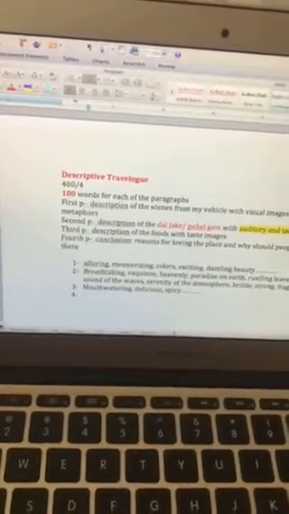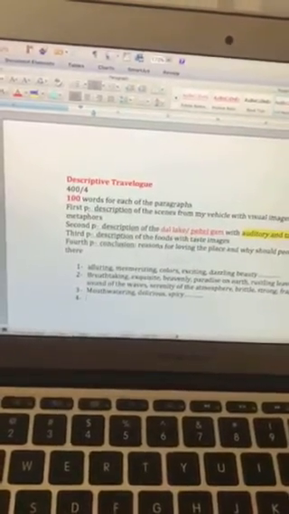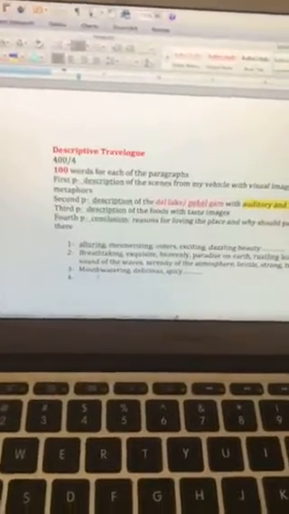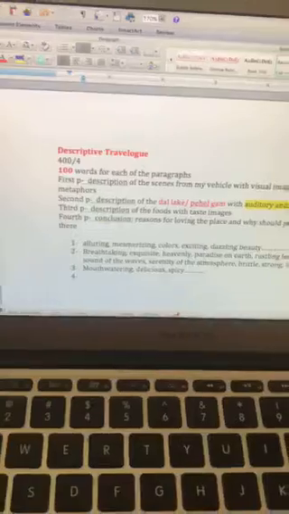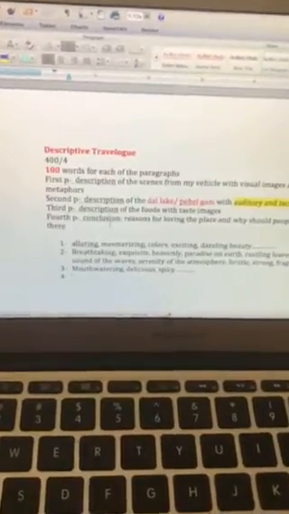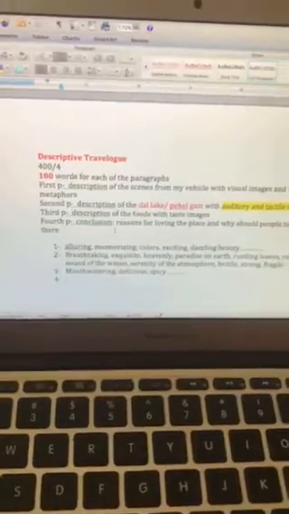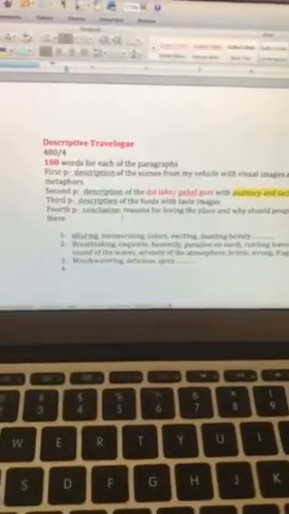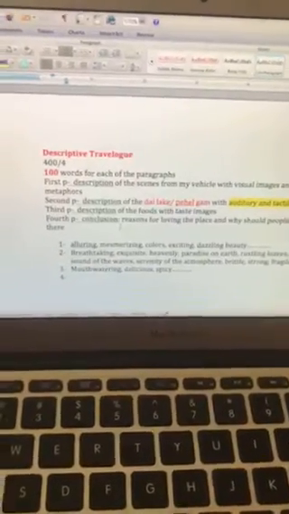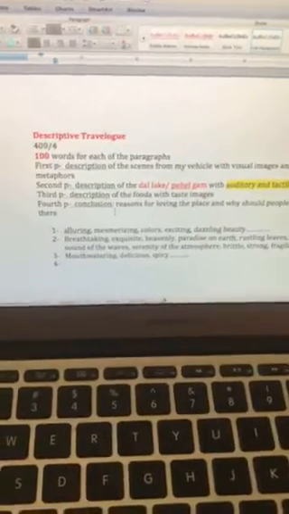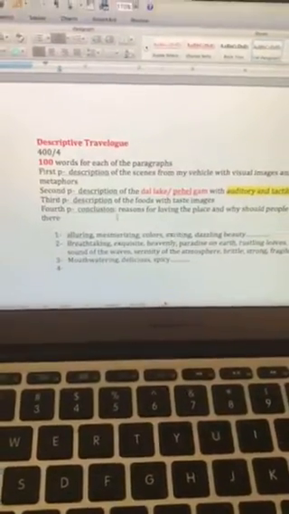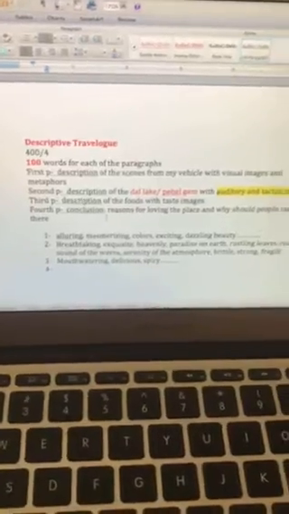So here in the fourth paragraph, the conclusion should be very heart-touching. You have to be very concerned about your conclusion, because it has to be very heart-touching. And why does it have to be heart-touching? Because your conclusion will create an impact in the reader's mind. So conclusion is very, very important.